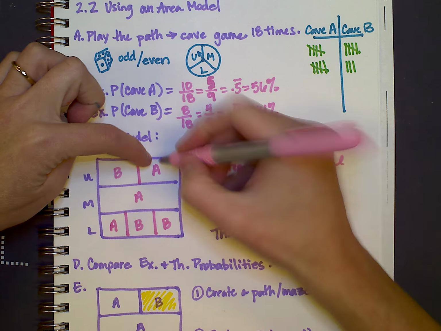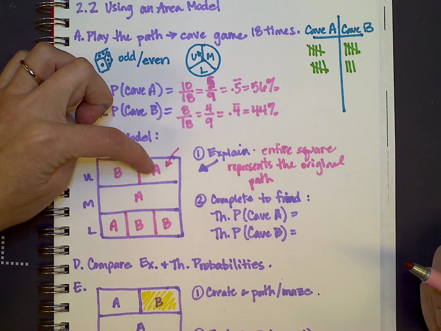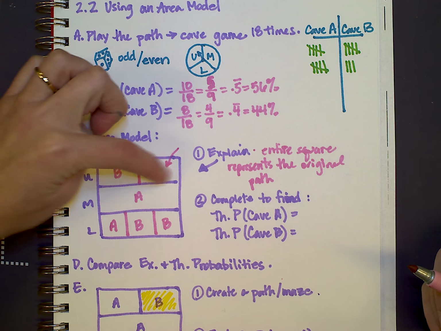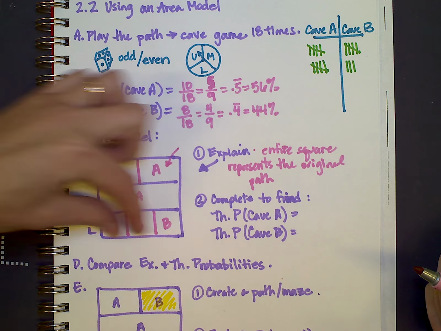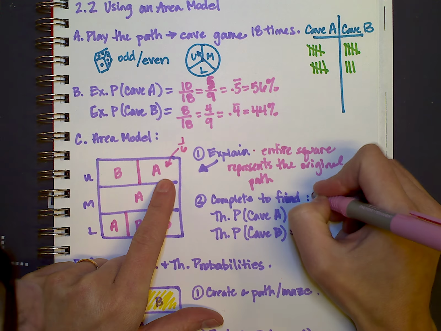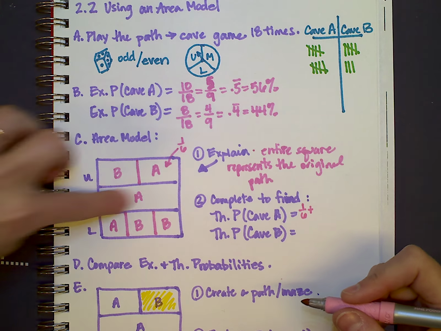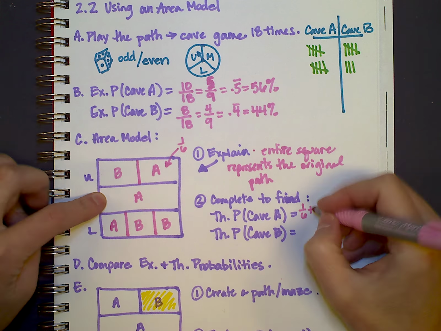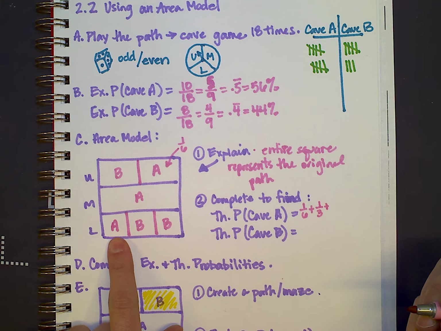So this A, I have to figure out how much of the whole it takes up. Well, you might be thinking half, but it's not half of the whole. It's half of this section. It is 1, 2, 3, 4, 5, 6, or 1/6 of the whole. So I'm going to add 1/6, plus how much of the whole this section takes up, which is 1/3 of the whole. And then I'm going to add up this little piece. How much of the whole does this little piece take up?